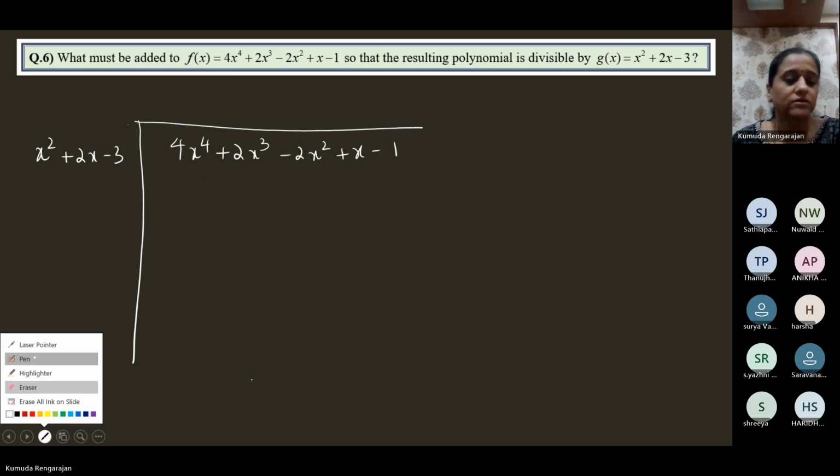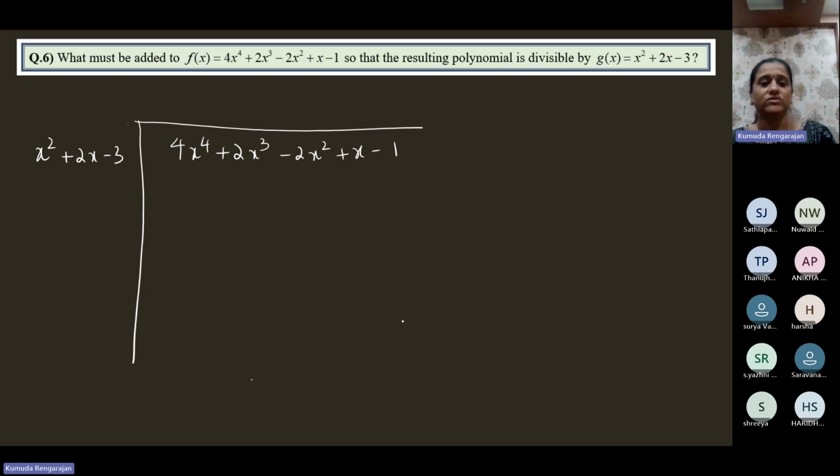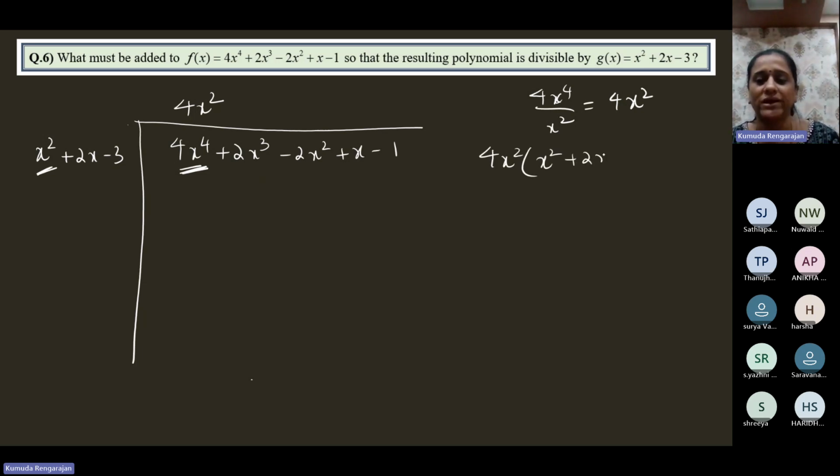Now, how do we start the division process? 4x to the power 4 divided by x squared. Divide the first term of the dividend by the first term of the divisor, and what we get is 4x squared. That's the first term in the quotient. Now we multiply 4x squared with x squared plus 2x minus 3, the divisor.